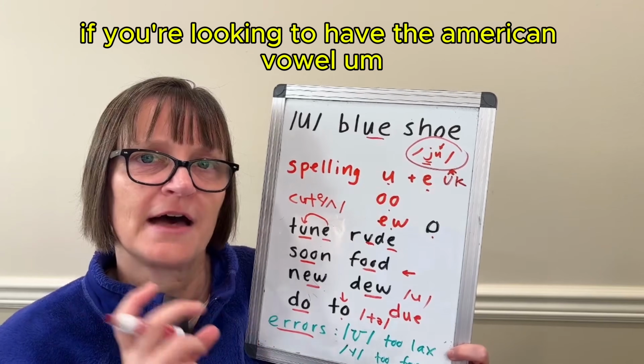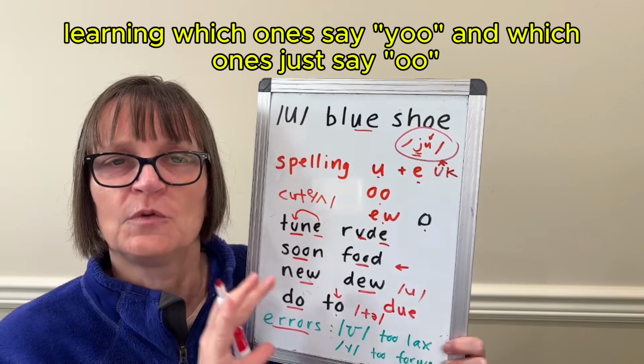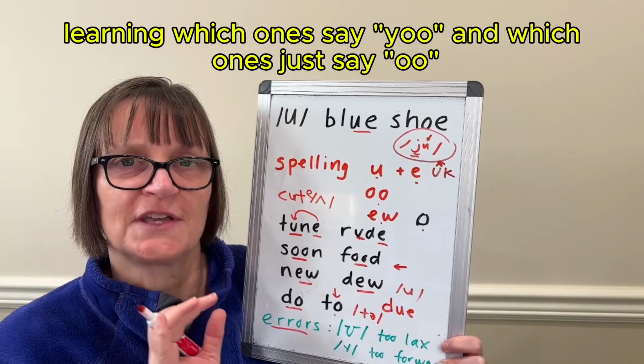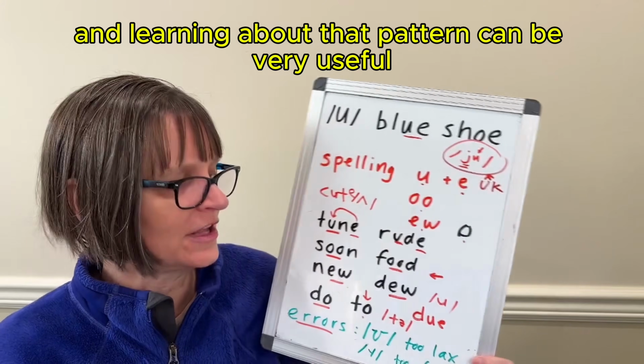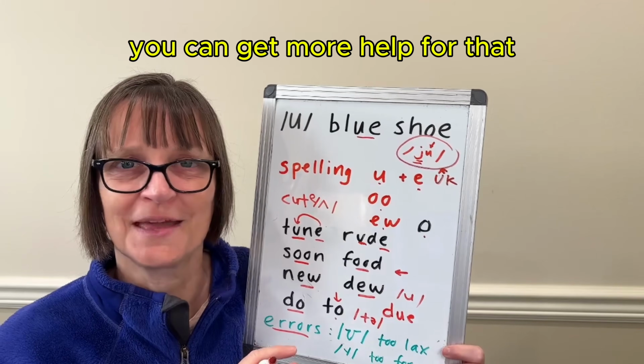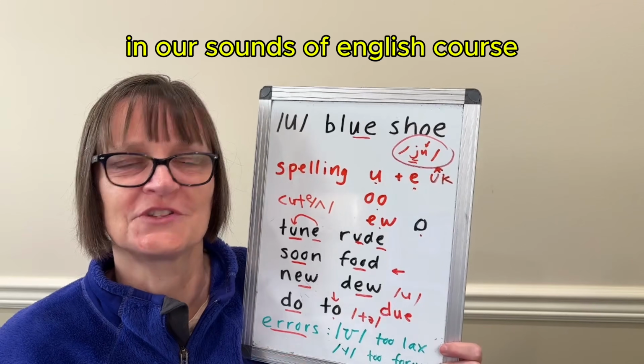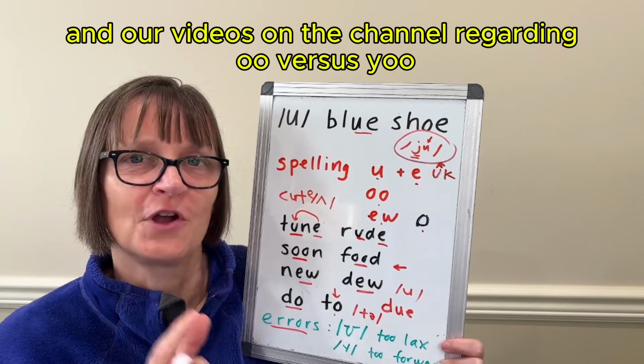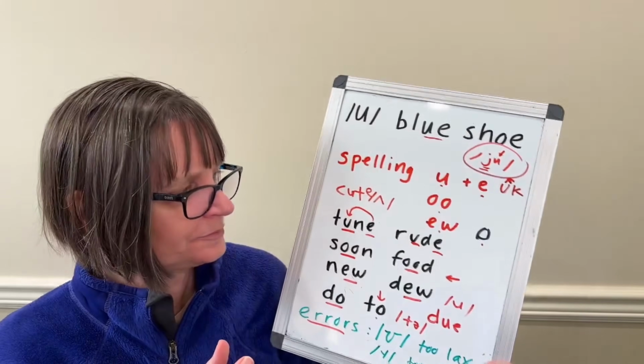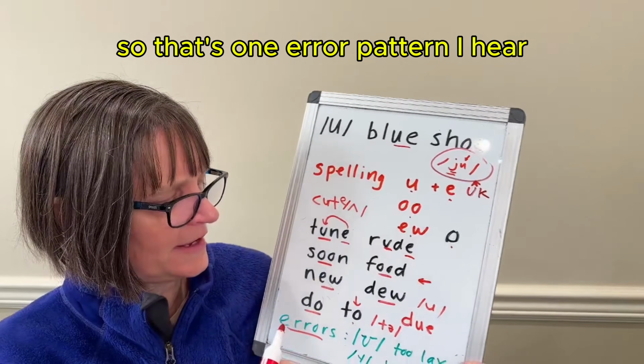If you're looking to have the American vowel, learning which words say "yoo" and which ones just say "oo", and learning about that pattern can be very useful. You can get more help for that in our Sounds of English course and our videos on the channel regarding oo versus yoo. So that's one error pattern I hear.